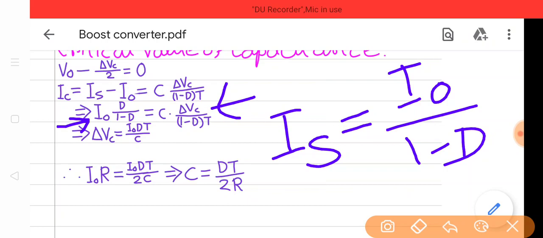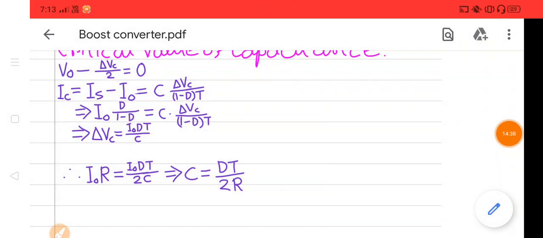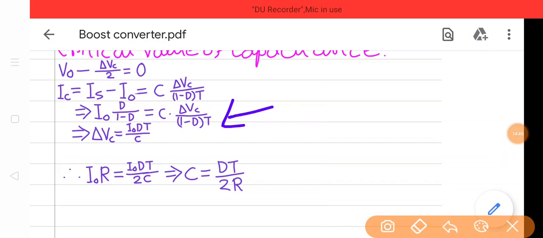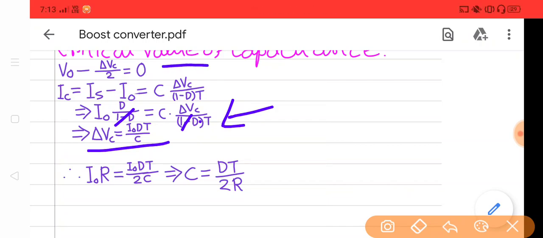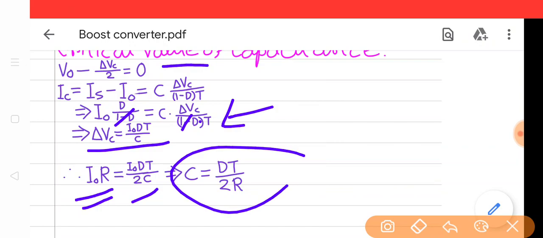Now from this equation, 1 minus D is cancelled from both sides. So del Vc equals IO dt divided by C. If we put the value of del Vc in this equation, that will give IO multiplied by R, the output voltage equals output current multiplied by the load resistance, that equals del Vc divided by 2. So C equals dt by 2R.